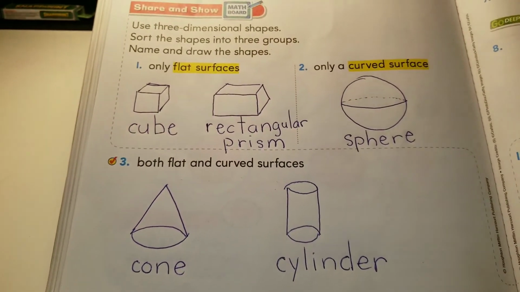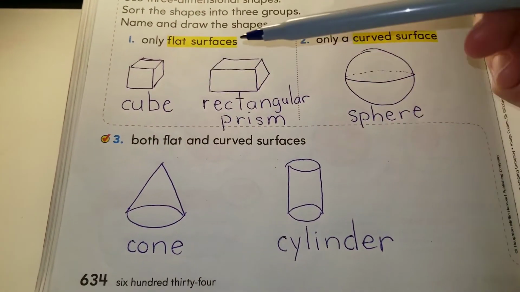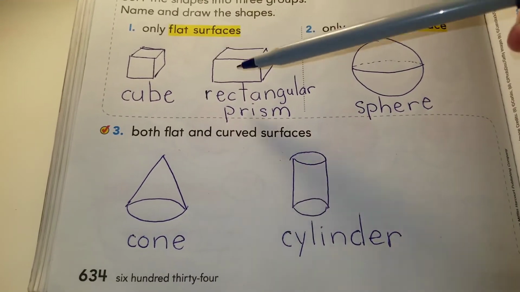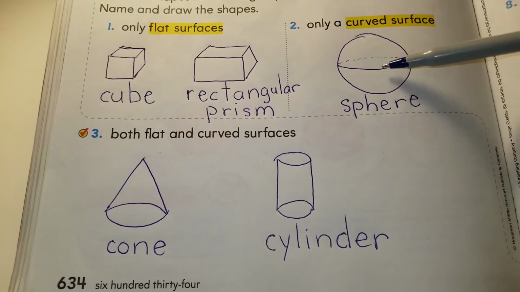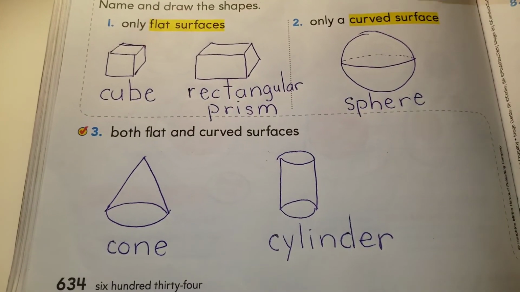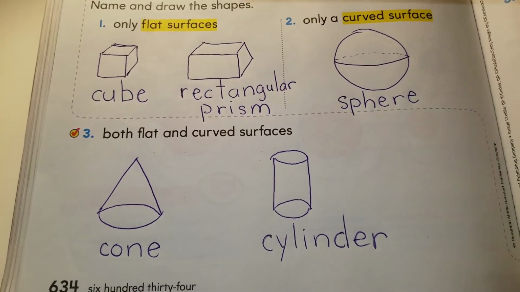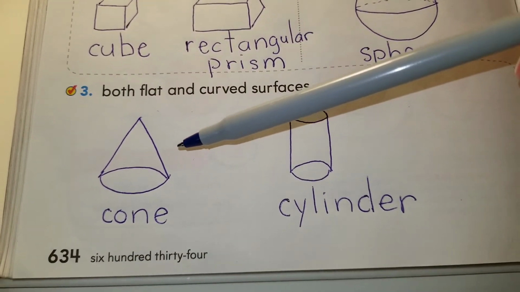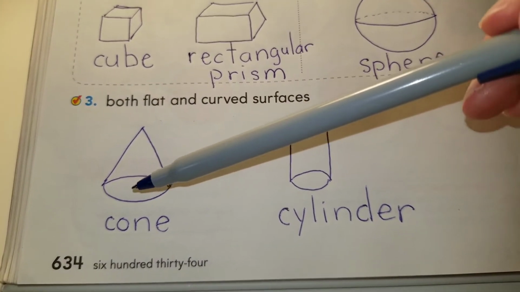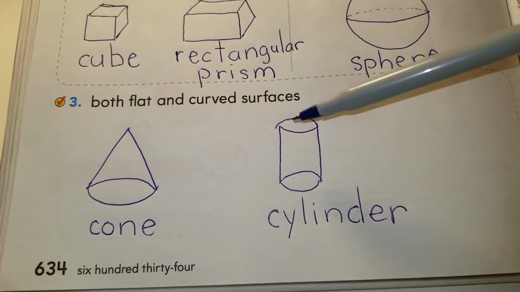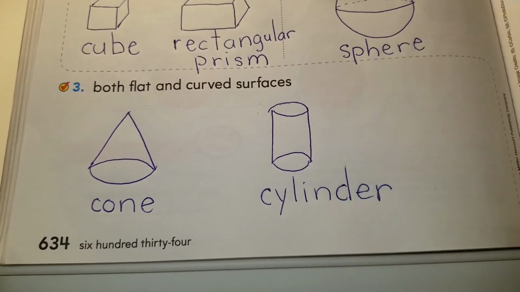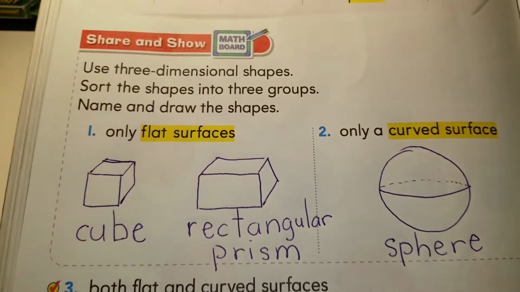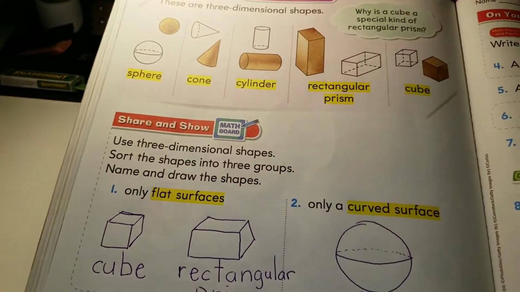And that was it for this page. So we have the cube and the rectangular prism. These 2 are the only shapes that have only flat surfaces. We have the sphere is the only one that has a curved surface only. We have the cone, has both flat and curved. And we have the cylinder, which also has flat and curved. Alright, so we are ready to move on to our next page.